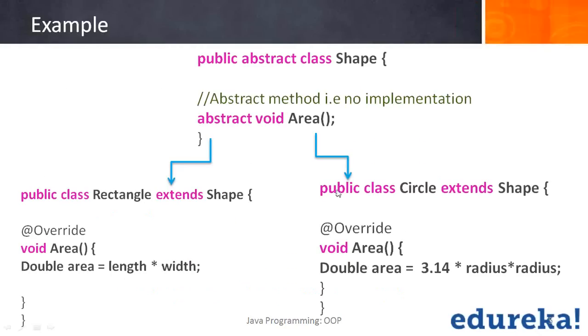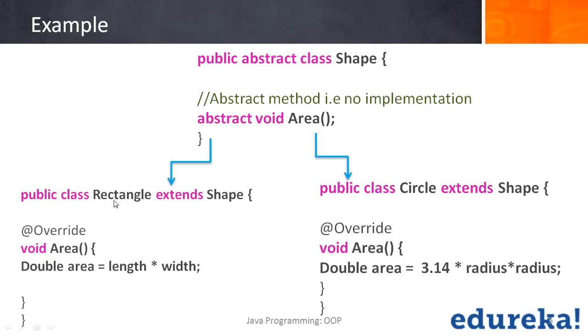The example right here. Public abstract class Shape. I've implemented the same example that we saw in the starting. You have got a class Shape, which is an abstract class. In that you have defined abstract void area. So there is a method that is an abstract method since it is mentioned as abstract, and you do not have the implementation of the method right here. So after that you close the abstract class.